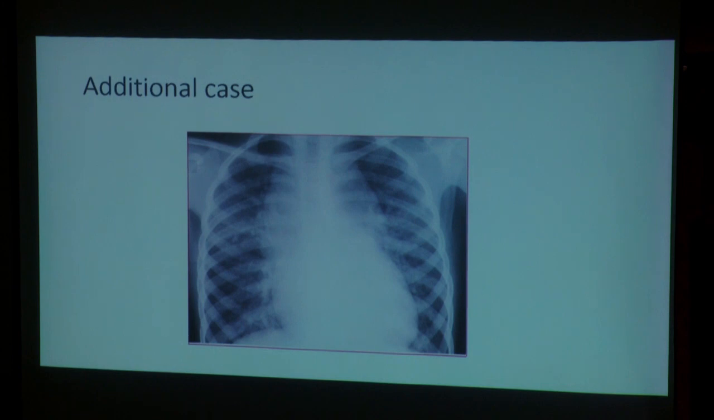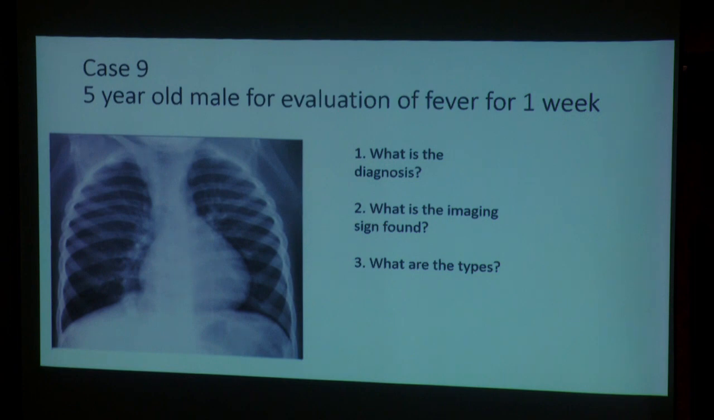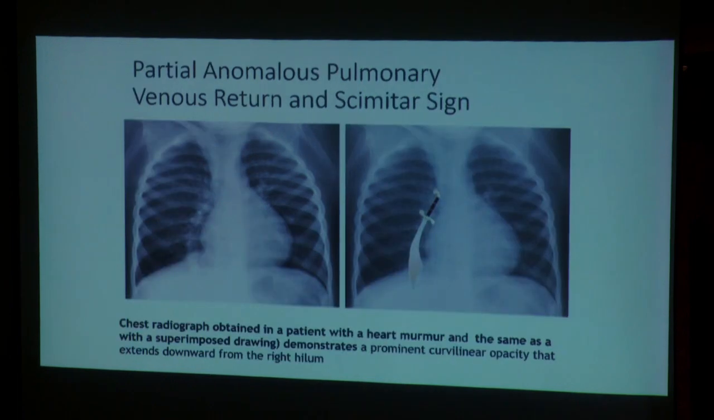This is an additional case again showing a figure of 8, but not as classic as the original case. Okay. This is a 5-year-old male whose radiograph was taken for evaluation of 1 week of fever. What is the diagnosis? What is the finding and the types? Okay, classically you are seeing a curvilinear opacity in the right paracardiac region, which is going below the right diaphragm. It's a classical scimitar.